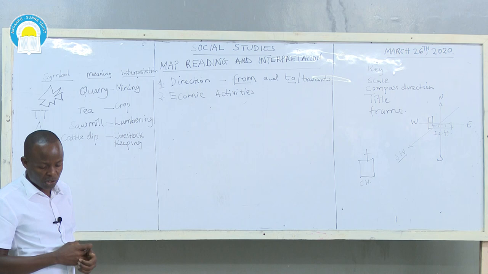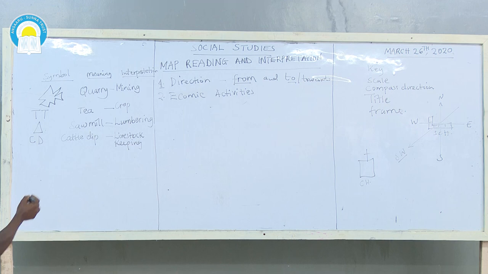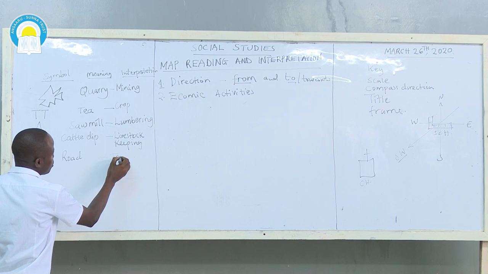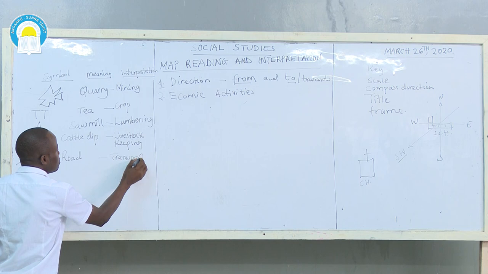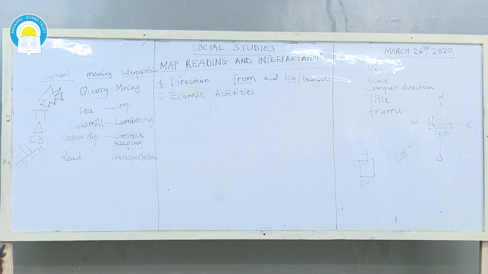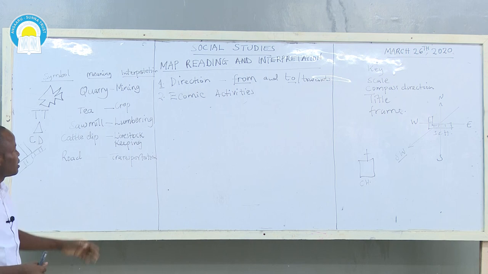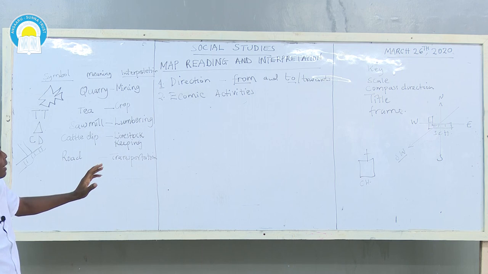Then the presence of a road: we can have a tarmac road, or both tarmac road and murram road. It can be road, railway, or any water transport. So this shows that there is transportation. It can be road, airstrip, railway line, or any other means of transport. Among others that you may find on the map. So in short, before you rush to answering the questions, you are supposed to take your time, check all the symbols used on the map, and get their meanings from the key.